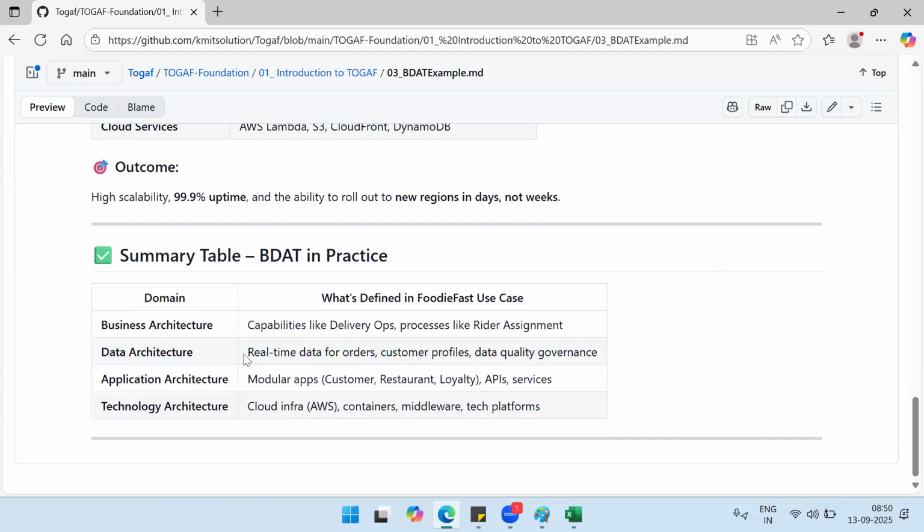So business architecture, in a nutshell: a capability like delivery operations, processes like rider assignment. This is the business architecture. Data architecture: real-time data for orders, customer profiles, data quality governance. Application architecture: modular apps like customer, restaurant, and loyalty apps. Technology: cloud, AWS, containers, middleware, etc. Okay, so I hope these four domains are clear to everyone.